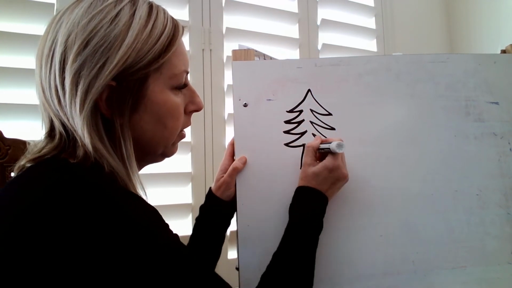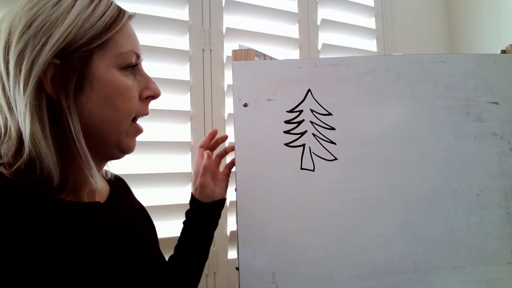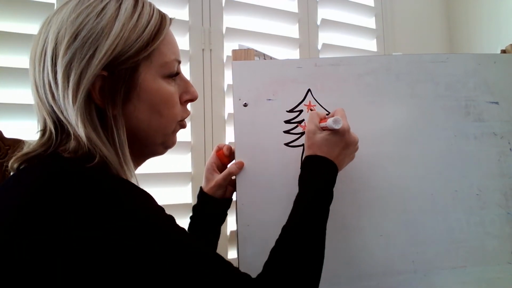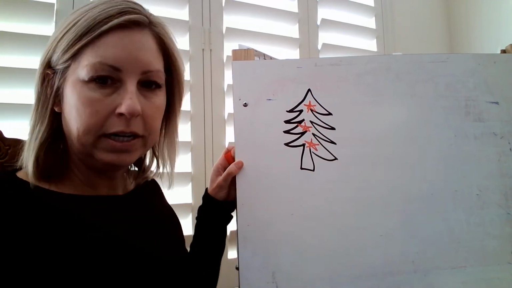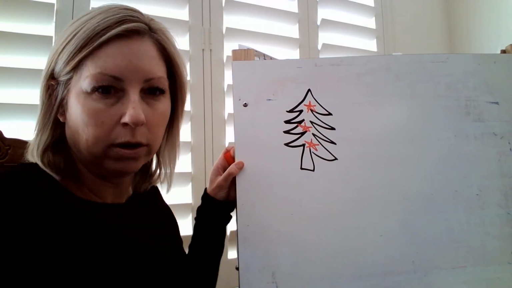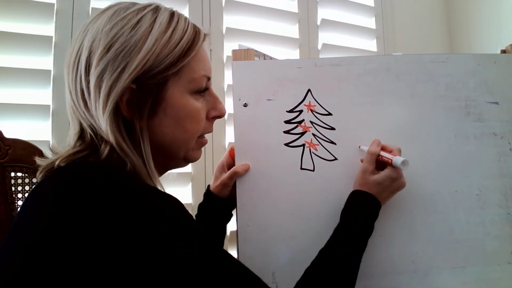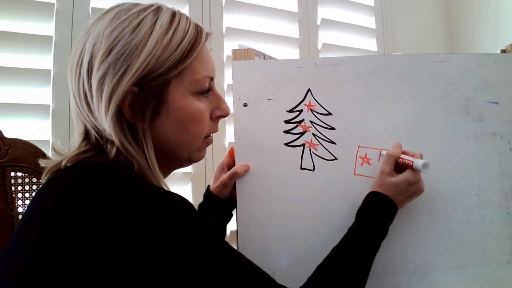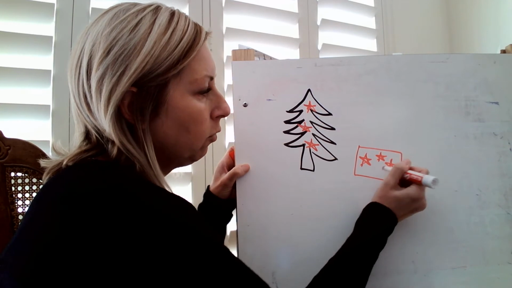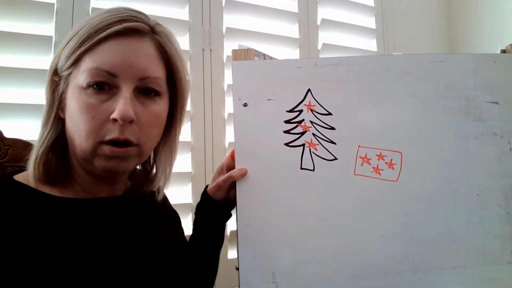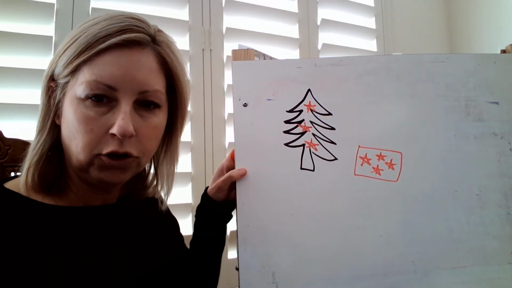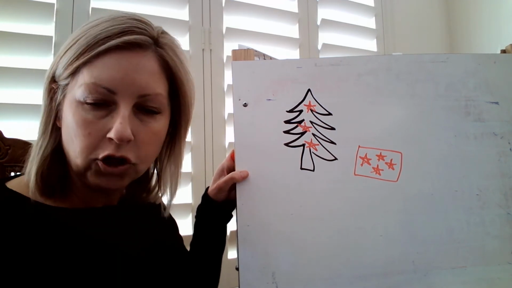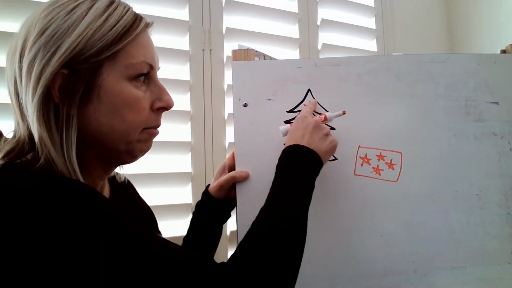we can draw them. So on my tree, I had 1, 2, 3 stars, my 3 ornaments. But then down in my box, I still had 1, 2, 3, 4 ornaments left that I wanted to put on the tree. So I'm going to add those 4. I'm going to join those 4 ornaments to my tree.